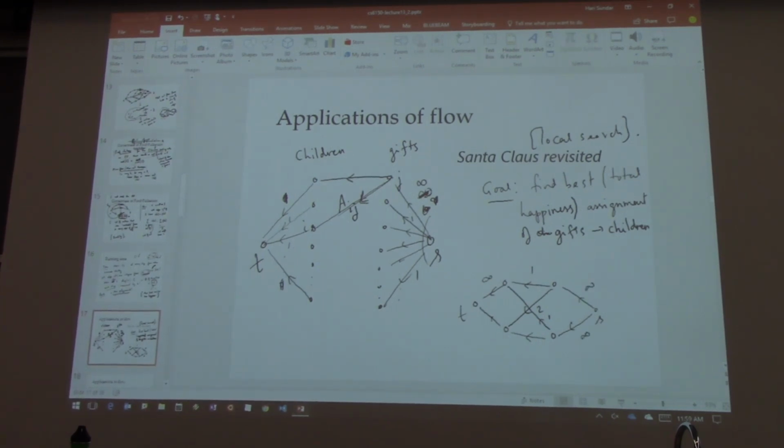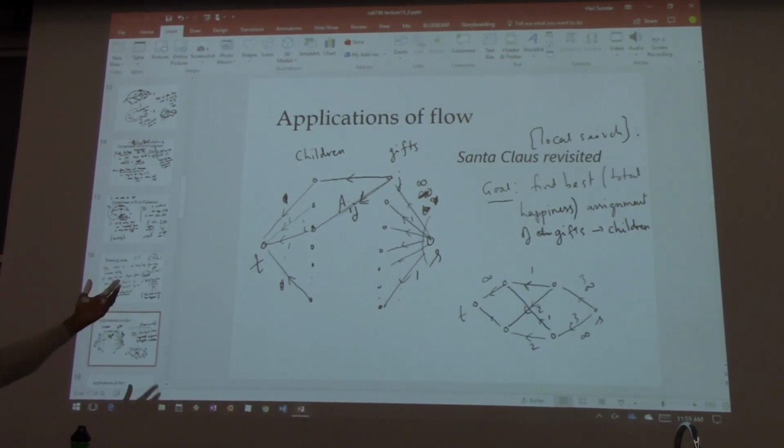I could always send a flow of 1 plus, I mean, there's no matching. I could think of sending a flow of 3 here, 3 here. I could do 1 here, 2 here, 2 here. But one gift can only go to one child. So how do you enforce that?